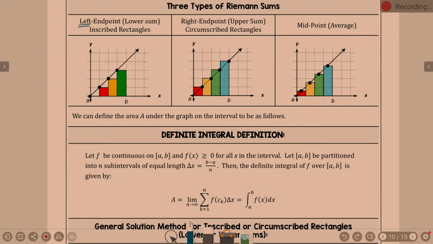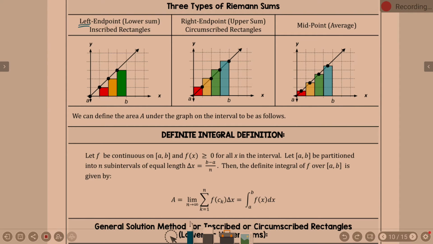If you're ever told to do lower rectangles, and it's not really coming up in this lesson, but it could, lower rectangles would be putting your rectangles so they are all underneath the curve. Notice my rectangles are totally under the curve, so they're lower for that reason. They're also inscribed for that reason. They are underneath the curve. We're going to focus mostly on left, right, and midpoint as our vocabulary.